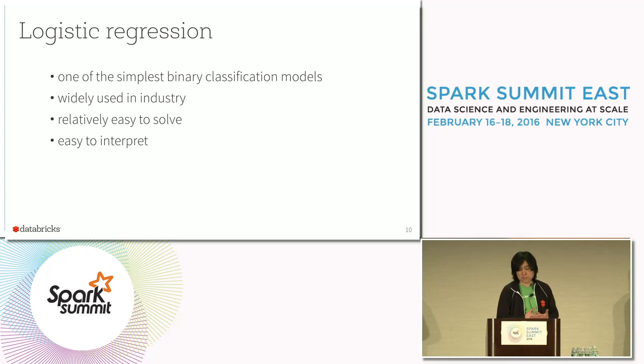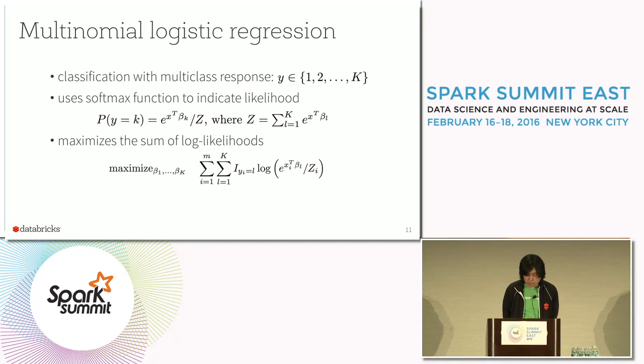And logistic regression is the simplest binary classification model. It's widely used in industry. People use it for CTR predictions, for recommendation, and for really large production deployments. Because it's still relatively easy to solve, harder than linear models, but still convex and smooth. And it's very easy to interpret because you can map the coefficients back to the features. That applies to all linear models. And that's for binary classification.